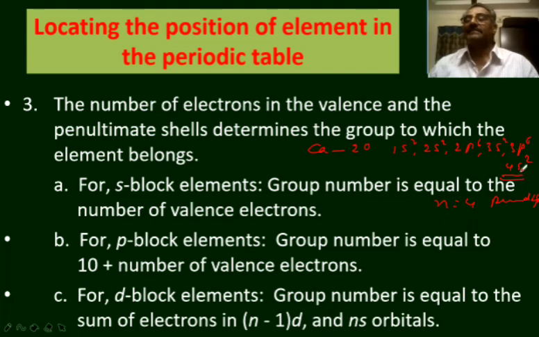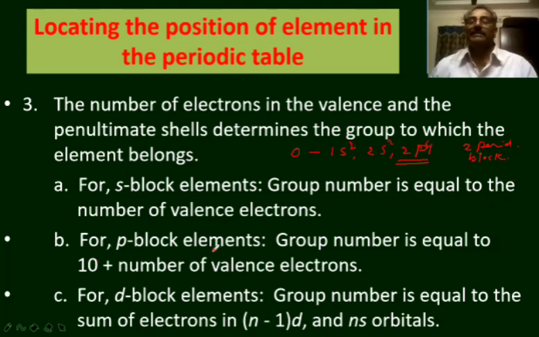In calcium, the differentiating electron is in the s orbital, so it belongs to s block. In the case of s block elements, the group number is equal to the number of valence electrons. How many electrons are there in the valence shell, that is the outer shell? 2 electrons only. So group is equal to 2. So calcium belongs to second group and fourth period in the periodic table.